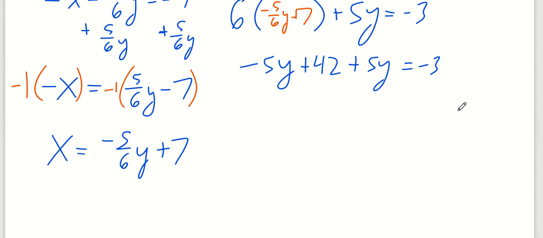On the left-hand side, we have like terms we can combine. A negative 5y and a positive 5y cancel, and we're left with 42 equals negative 3. Of course, that's false. That's a contradiction.